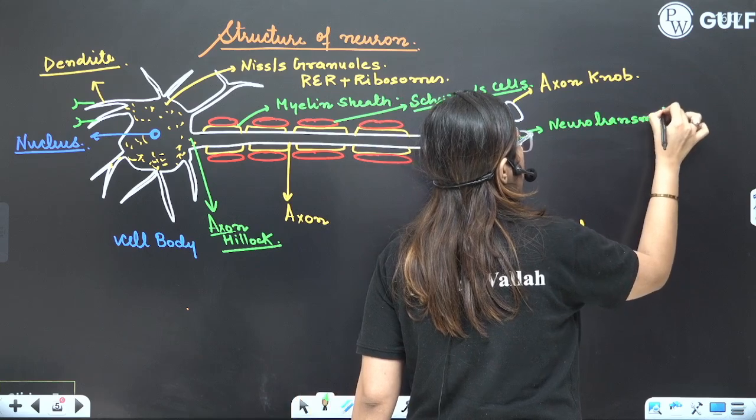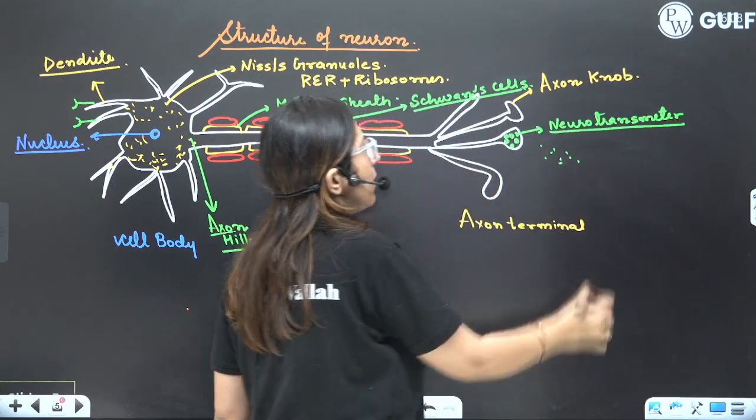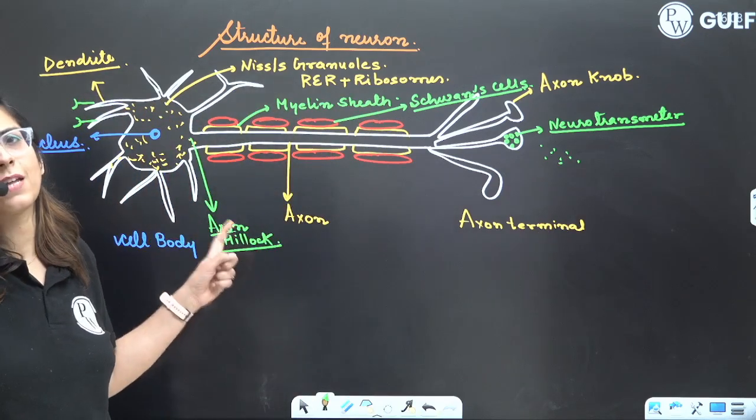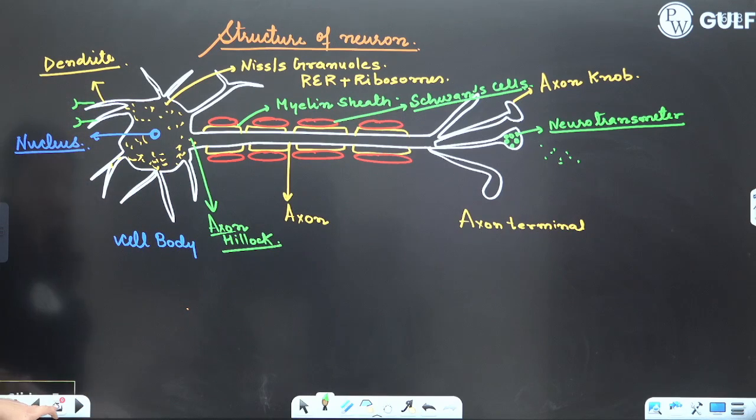Neurotransmitters are present, and they undergo exocytosis and come into this space, where they bind to the receptors of the next neuron. So this is how the communication occurs. So this is the structure of a neuron.